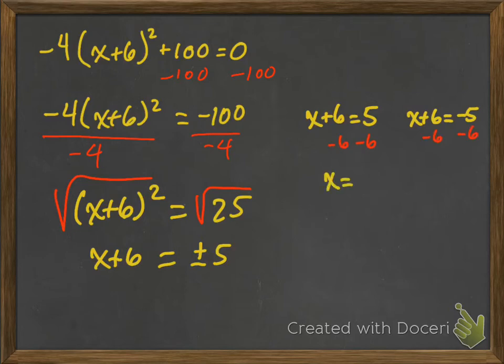No big deal. Subtract 6 from both sides, and there are your solutions. x equals negative 1 and x equals negative 11. All right, now you may be thinking, okay, I think I got this.